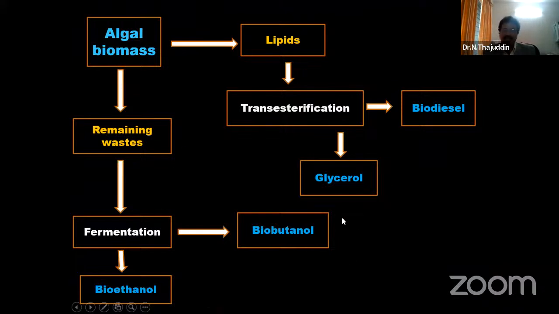So here, this is the overall outline of our technology. So we harvest the biomass, extract the lipids. By the transesterification process, we are getting the biodiesel. The glycerol is a co-product. And then the remaining waste biomass, we are going to use with a fermentation technique. We add Clostridium acetobutylicum. We develop the butanol, and using Zymomonas, we are getting the ethanol. So finally there is no waste. We are using only the waste water.